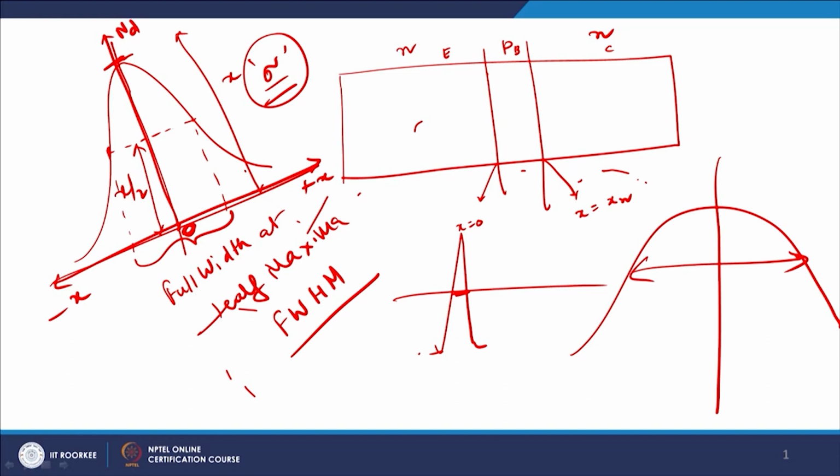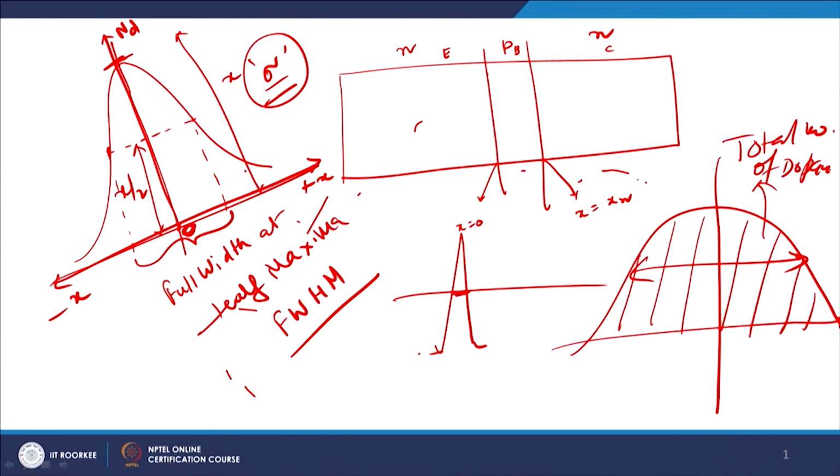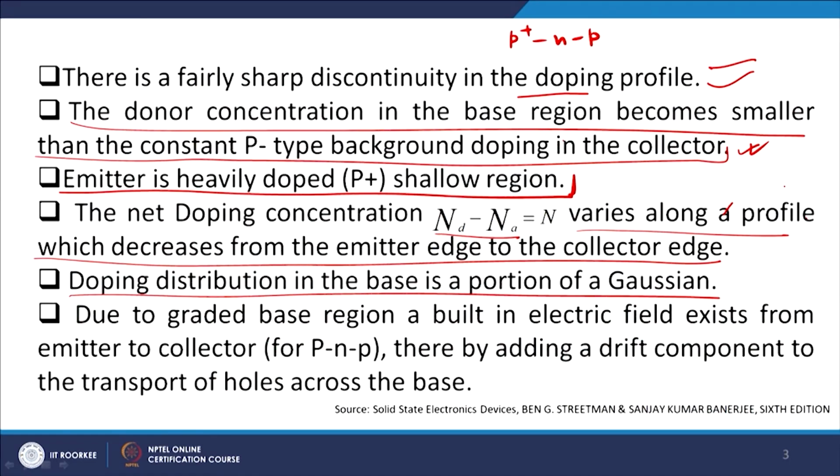The area under this curve is basically the total number of dopant species, donor or acceptor, whatever you want to do, right. So, that is the reason the Gaussian profile is the most preferred profile in a design, because you can control it in a much better manner.